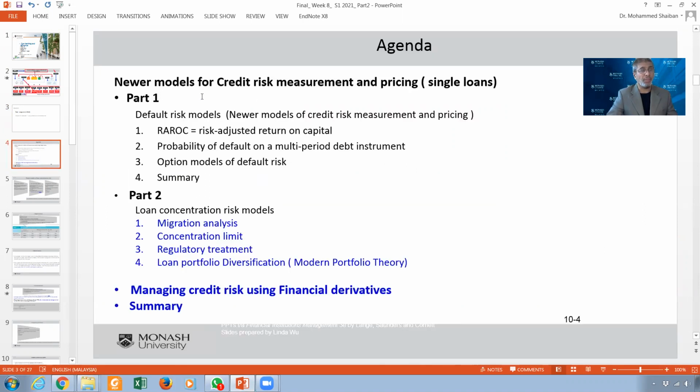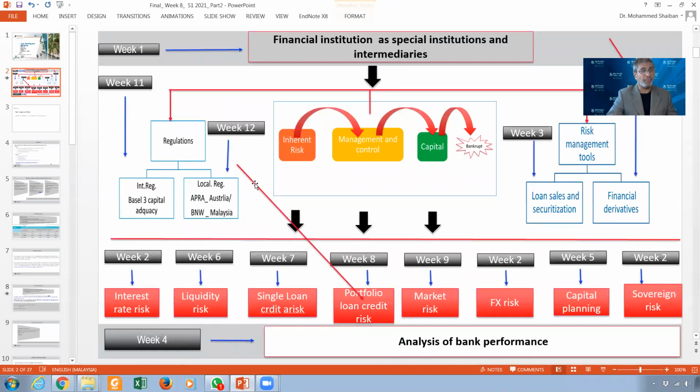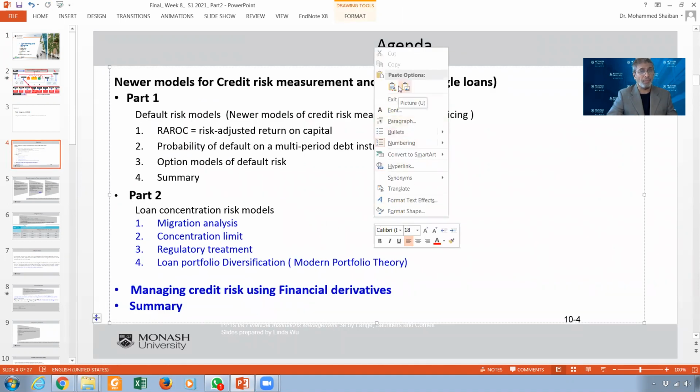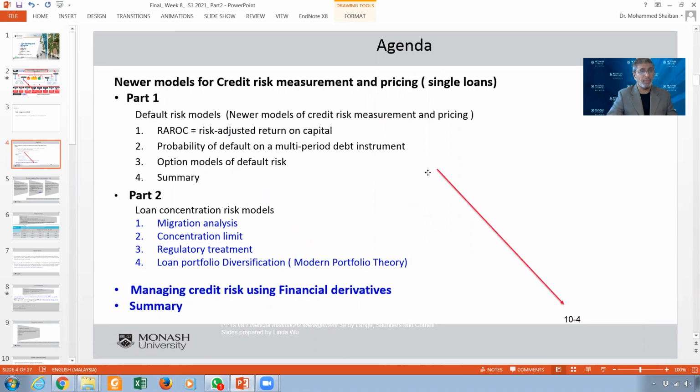Now, this is actually the blue line, which we are talking about today. It's actually here. So we will talk about the migration analysis, concentration limit, regulatory treatment, but we will not actually talk about regulations. I will give you a hint that you are not responsible for this. We'll talk about it later on. And then we will talk about the MPT, which is the modern portfolio theory. Most importantly, in this part, we will talk about the derivatives that we use to manage credit risk.